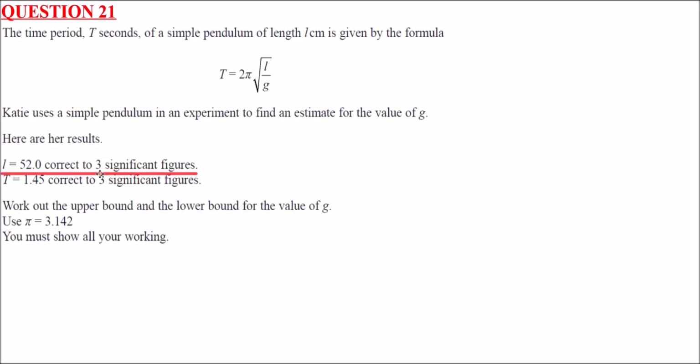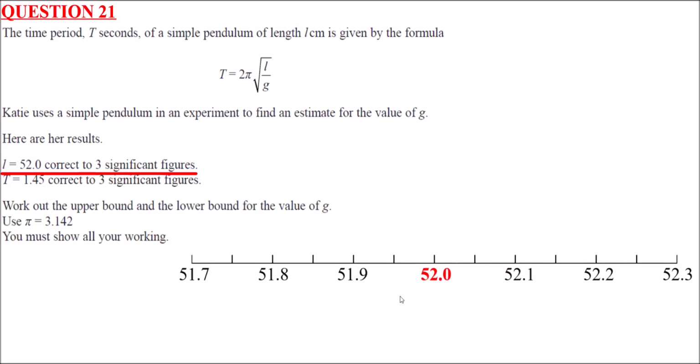So let's just think about this for a moment. It's been rounded off to 52.0 correct to 3 significant figures. So we need to know an error interval for what L may have been before it was rounded. Let's imagine the times table of the third significant figure, 0.0. So imagine 52.1, 52.2, and so on, and as well on the lower side with 52.0 in the middle. So we'd have something like this.